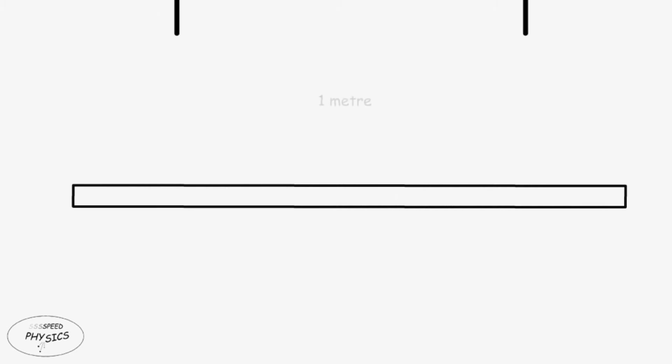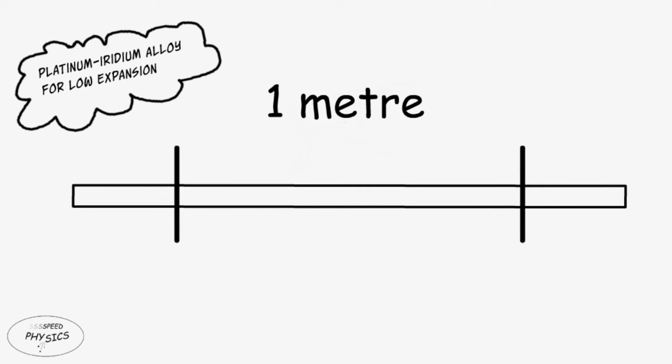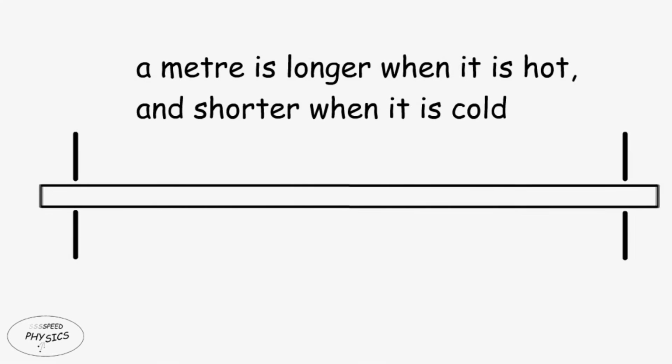This was realised as a metal rod made from platinum iridium alloy with two marks on it, 1 metre apart. Why this special alloy, you may ask? Well, to keep expansion to a minimum. Too much expansion would mean a metre being longer when it's hot and shorter when it's cold.